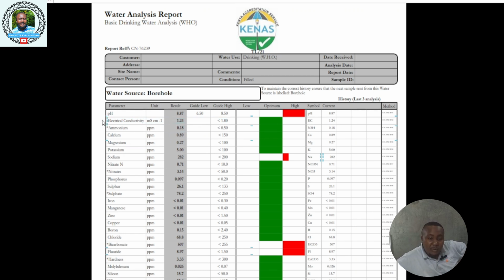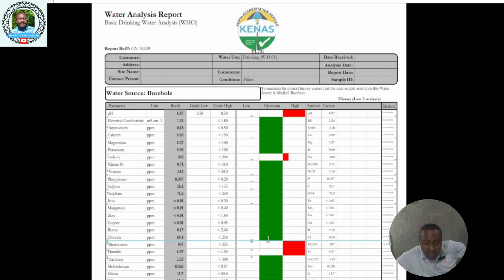You check the electrical conductivity. The guide high is 1.8, but the result is 1.24, so it's within. Then we go to sodium. The guide high should be below 200 parts per million, but the result is 282. You can check here, it's 282, so that's high.